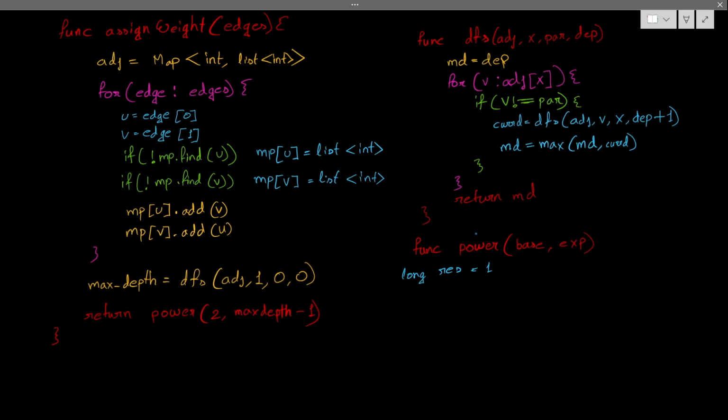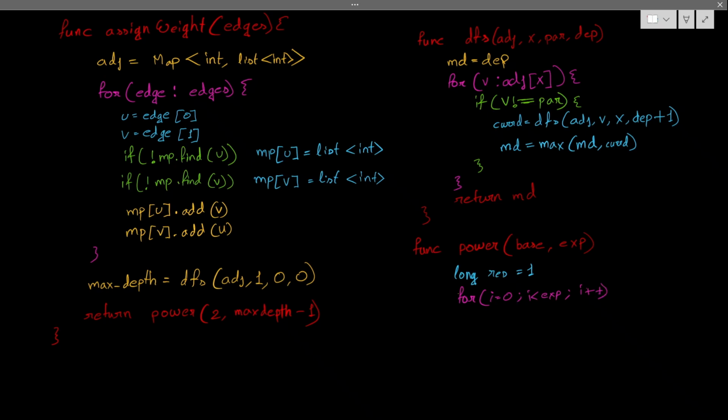You can take it like that for the safe side. It would be long; later we'll return an integer type. For this I'm writing code for Java and C++. So let's say it's a long result equals 1. Then a loop: for how many times do I have to run? For i equals 0 to i less than exp, i plus plus, that many times I have to multiply.